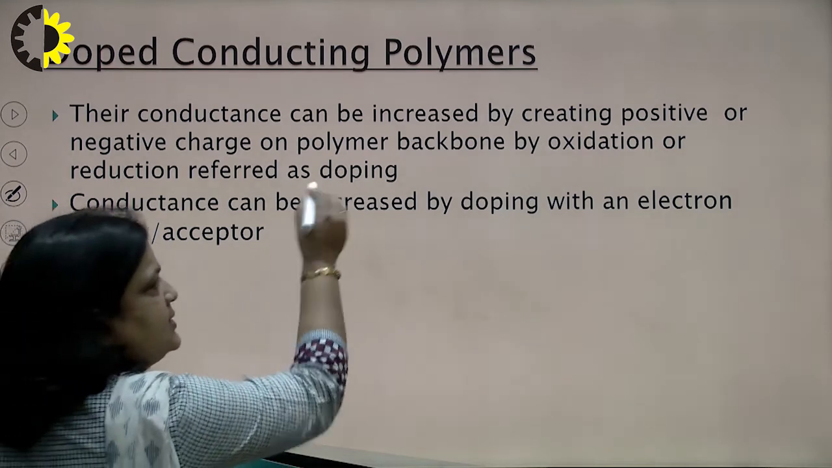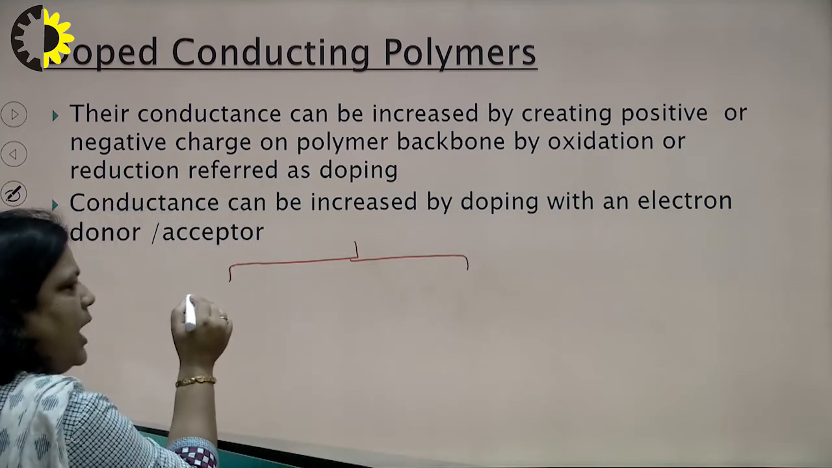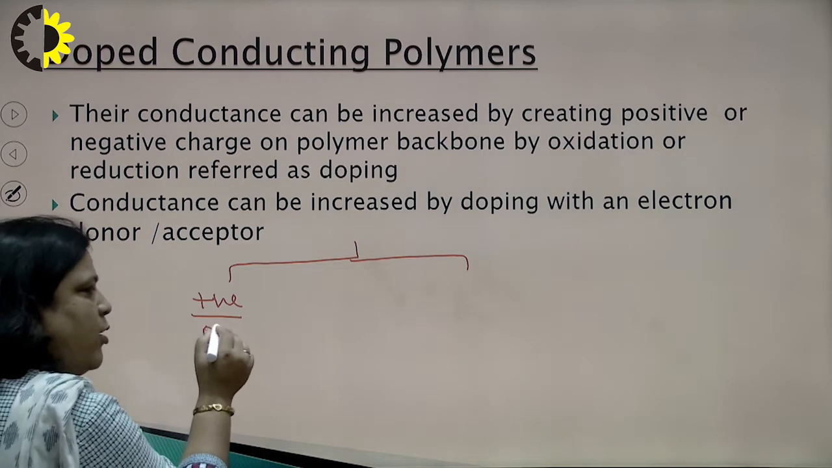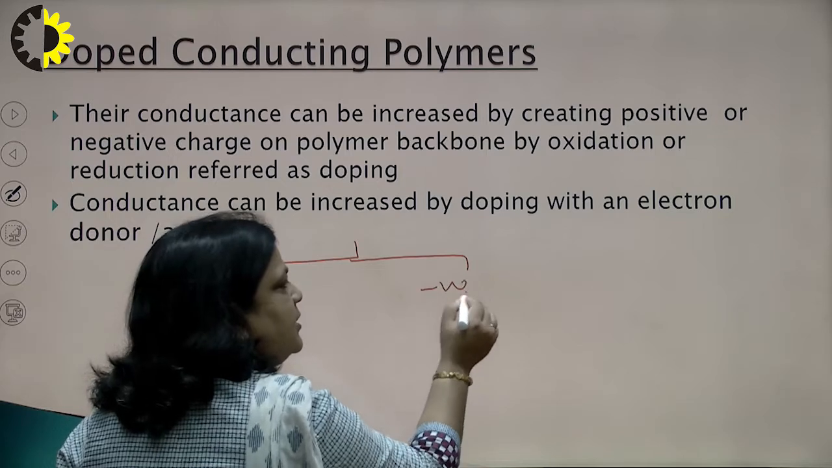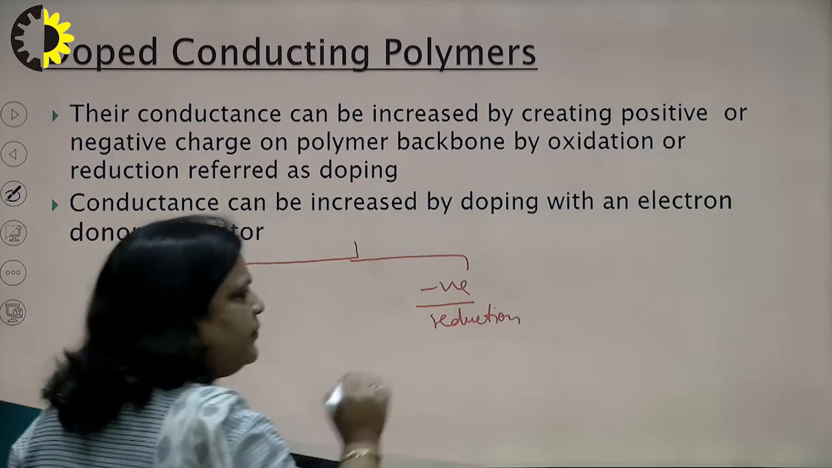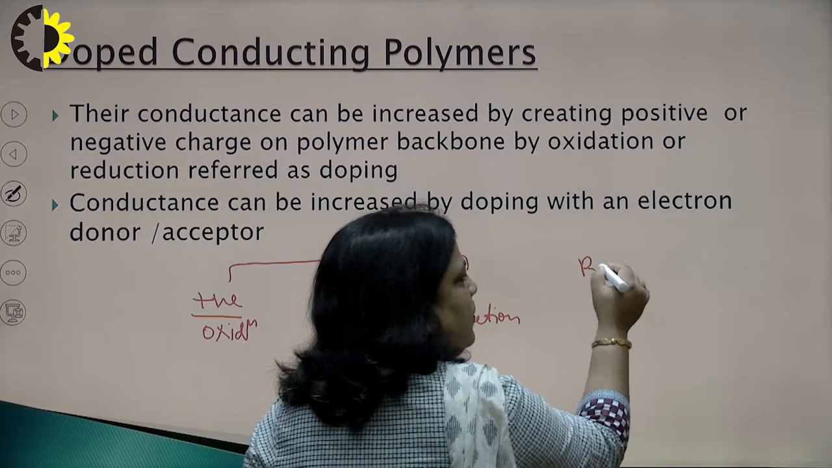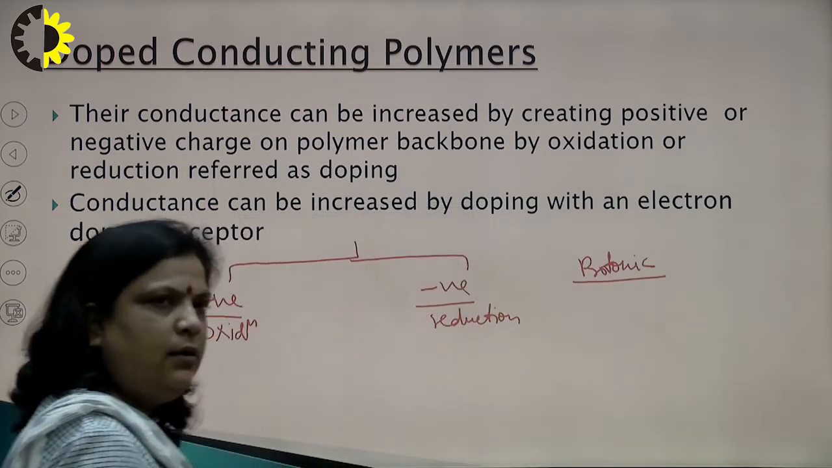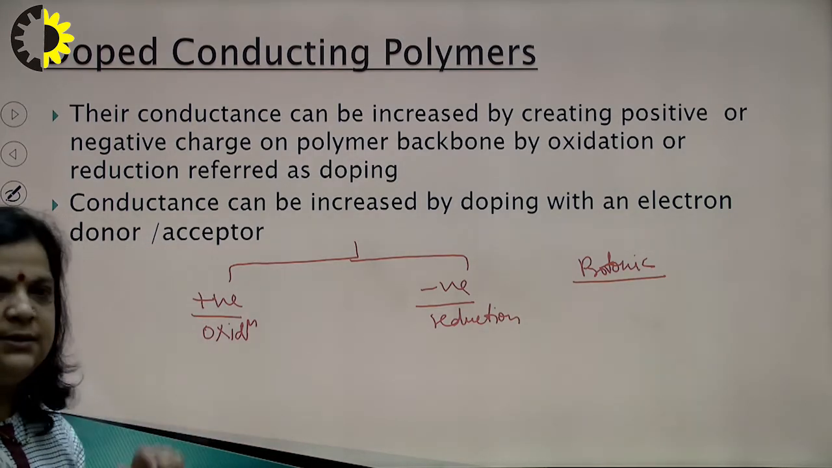So, in this situation, either we create a positive charge, which is by oxidation, or create negative charge, which is done by reduction. And third, we will also discuss protonic doping by taking a very important example of polyaniline. But here first we discuss this.